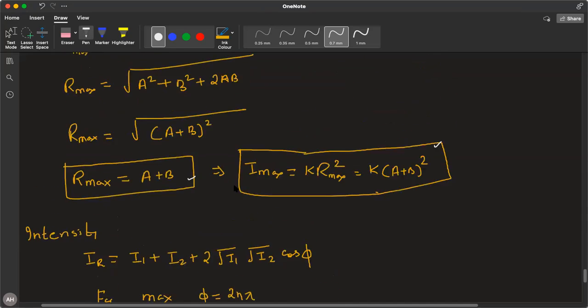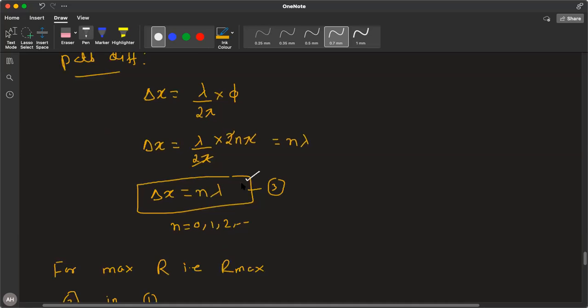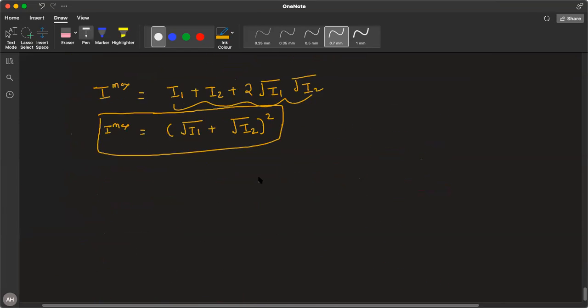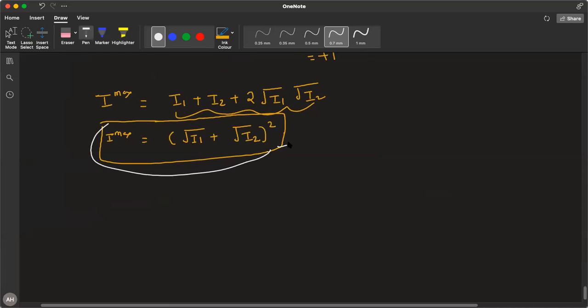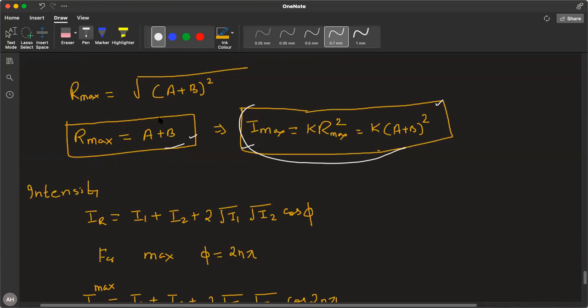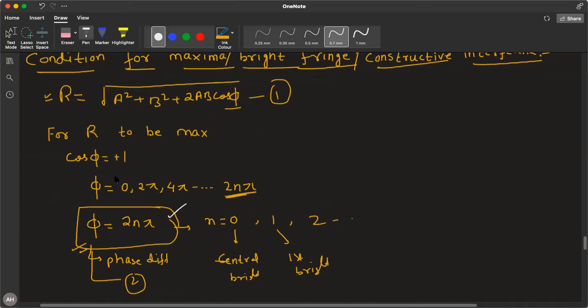So these were the conditions for the maximum amplitude and maximum intensity. This is phase difference. This is path difference. This is formula of maximum amplitude, formula for maximum intensity, another formula for maximum intensity. So highlight these relations for numericals. You have to remember all these things. This one, this relation, this one, and this one.